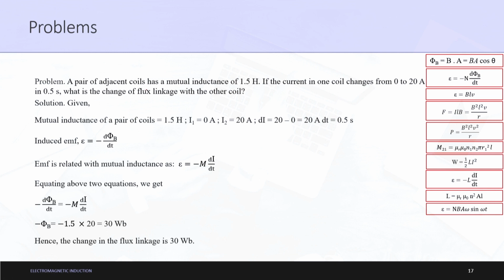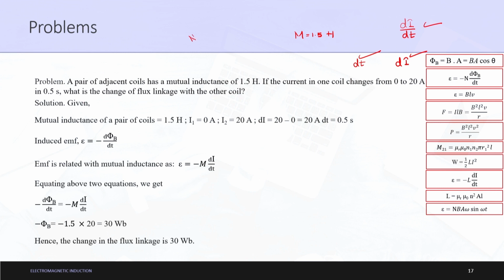A pair of adjacent coils has a mutual inductance of 1.5 Henry. So, the capital M value is given to you as 1.5 Henry. If the current in one coil changes from 0 to 20 amperes, that means di is given to you and dt is also given to you. So, di by dt is given to you. Then what is the change of flux linkage with the other coil?